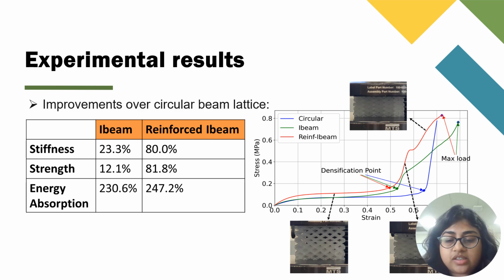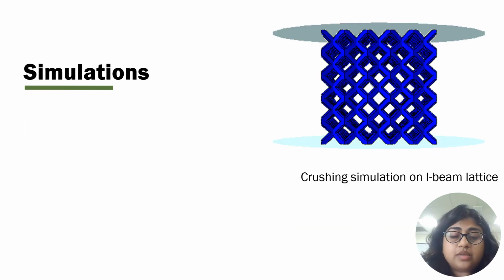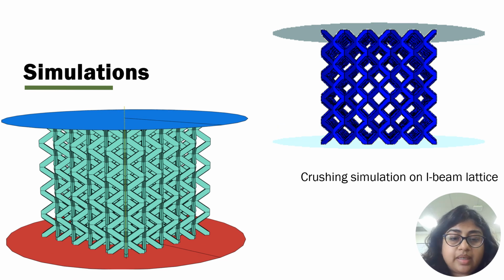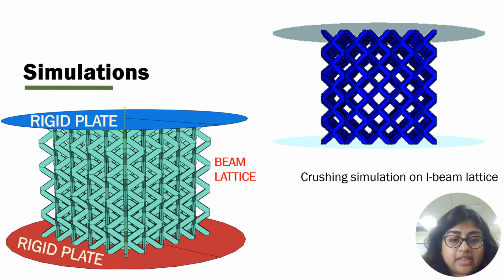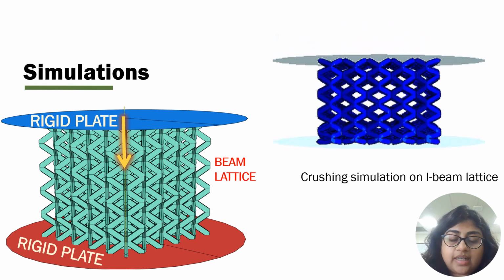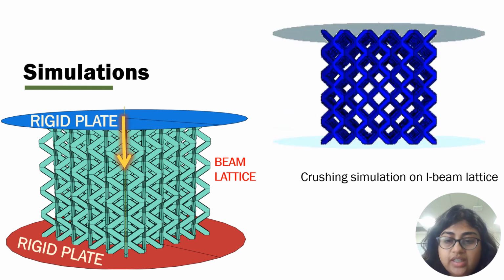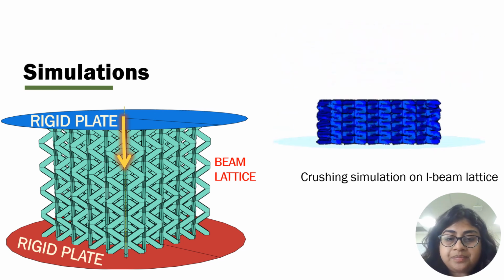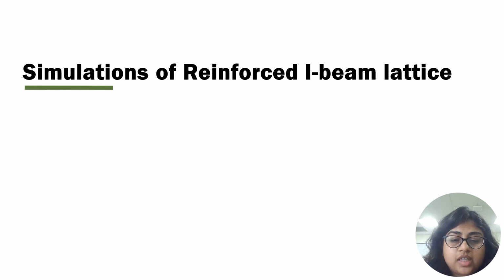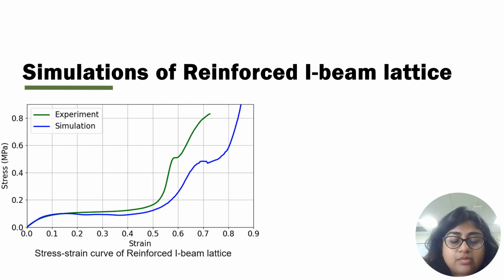The area under the stress-strain curve is called the energy absorption. Here in this case, we see that the maximum energy is absorbed by the reinforced I-beam lattice. We see a 247% increase compared to a circular beam lattice. The simulation is such that the beam lattice is kept between two rigid plates and a downward quasi-static load is applied on the upper rigid plate. We can see the crushing simulation on an I-beam lattice on the right here. The simulations done on reinforced I-beam lattice agree well with the experimental curves.